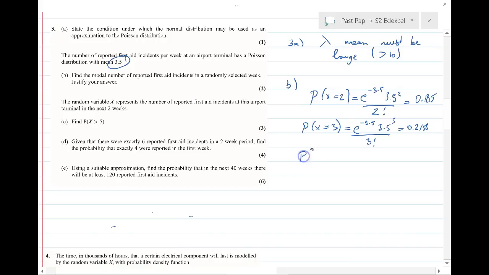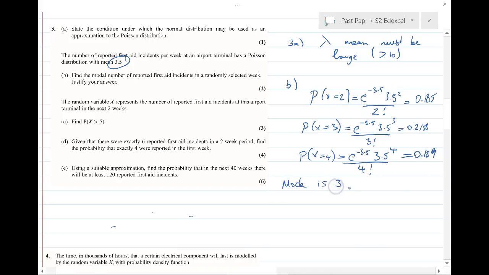And then if we find the probability that x equals 4, I say this might be a slightly long way around, but in the absence of any further knowledge, this will work. That's 3.5 to the power of 4 over 4 factorial, and that comes to 0.189. So the mode is 3.